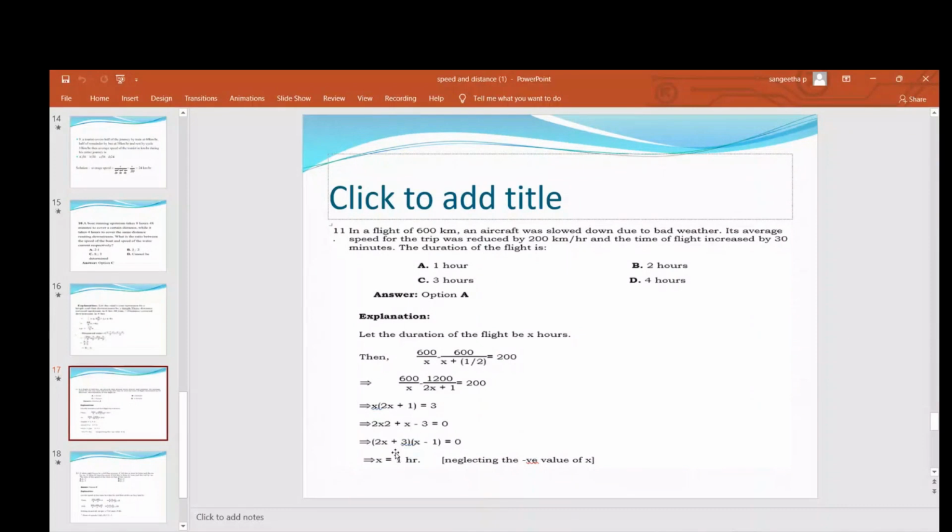So x minus 1 is equivalent to 0. Then what is the value of x? x is equivalent to 1. But previous value I got minus 3 by 2. So the condition is neglecting the negative value of x. So considering only the positive value of x. So x is equivalent to 1 now. So the answer is option A.